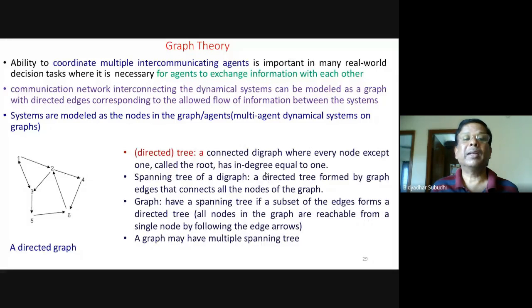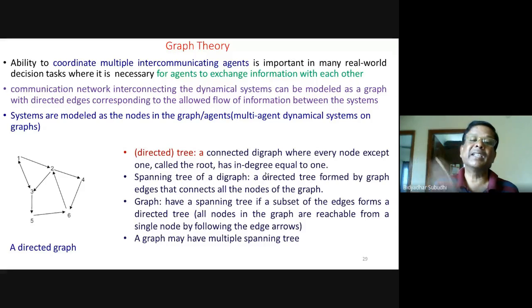So what is basically this graph theory? This graph theory we basically study to represent the communication behavior, or the ability of these agents to communicate among themselves and to make a decision. Therefore, the communication network interconnecting the different agents in a dynamical system like a microgrid can be modeled as a graph, with a directed edge corresponding to the allowable flow of information between the systems.